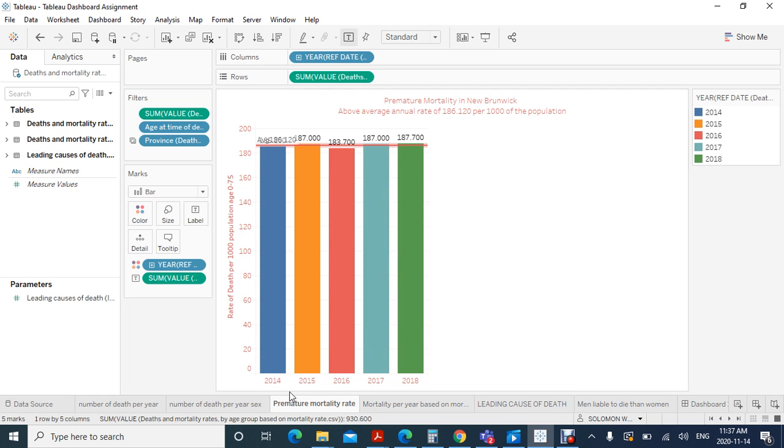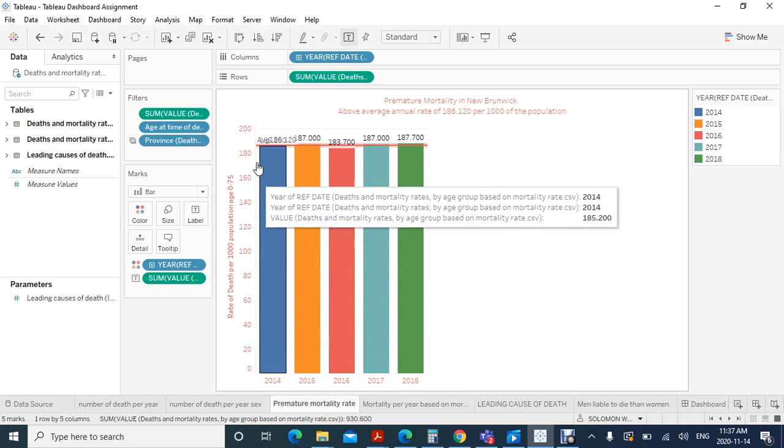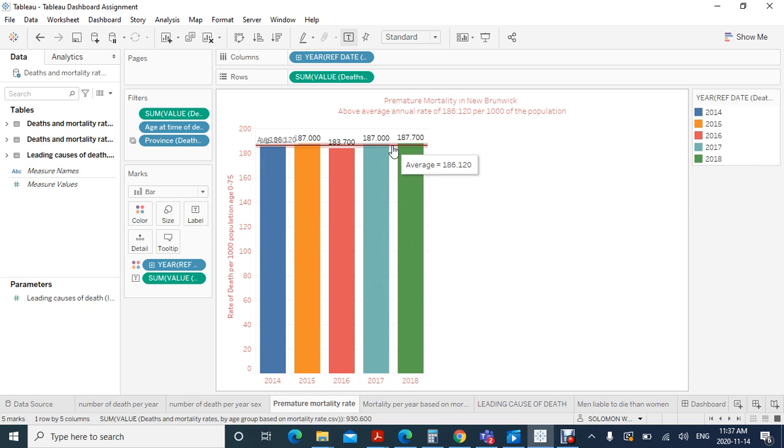So if you look at it, after plotting the mortality rate per 1,000 in the population, taking into consideration 0 to 75, because I filtered it to make sure it is within 0 to 75, and from 2014 to 2018, I did the average, and we can see here that the average is 186.120, and in 2018 what we have here is 187.70, which shows that there's premature mortality in New Brunswick, because it is actually above the average of 186.120, which is a sense of concern.